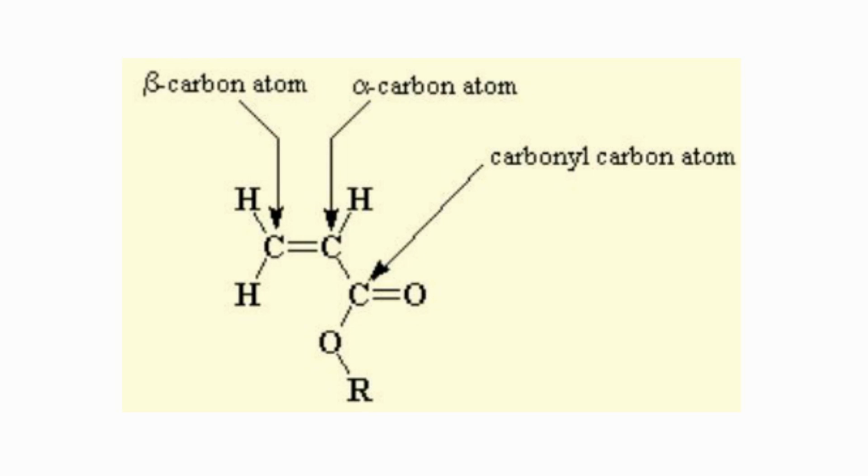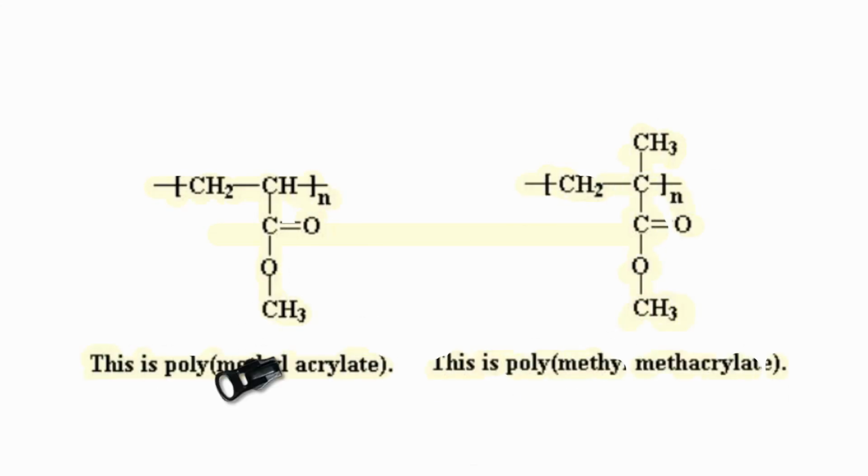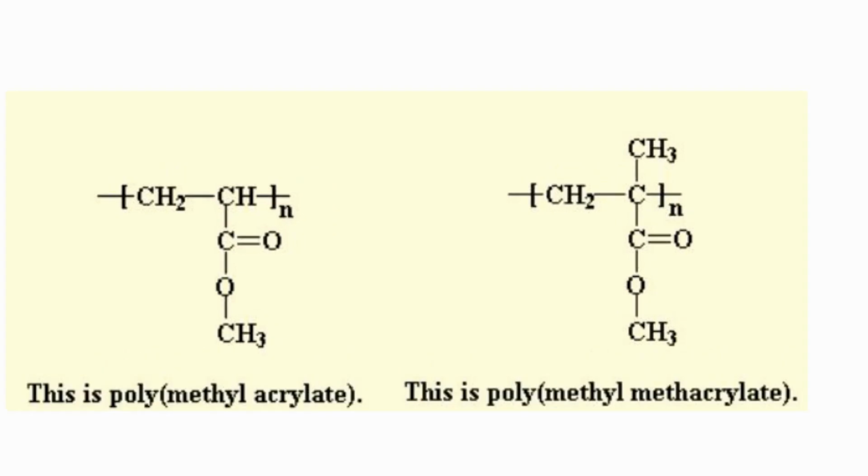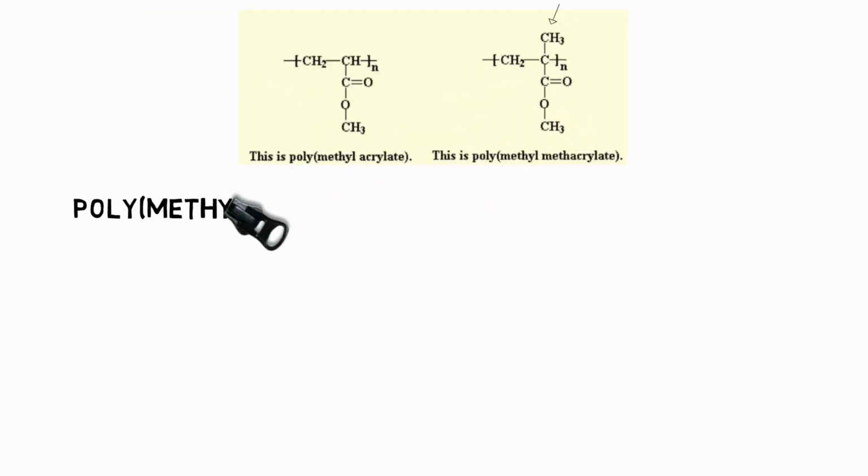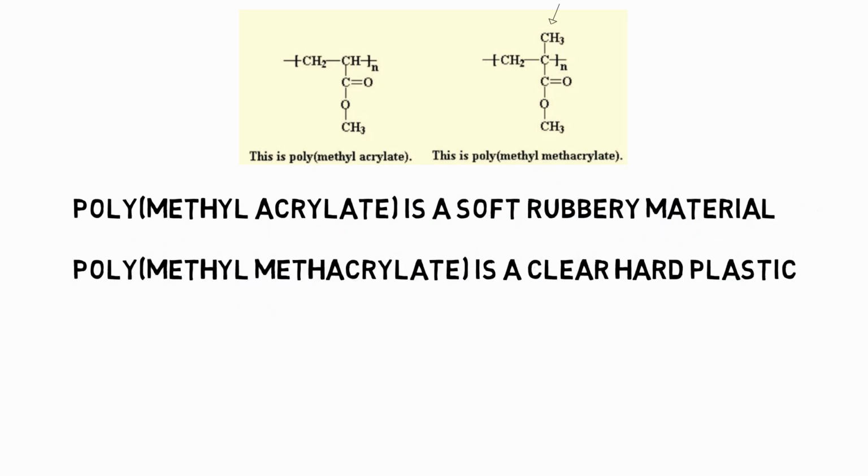The softness and hardness of a polymer depend on the chain mobility at a given temperature. The more polymer chains can move past each other, the softer it is. If you go back to polymethyl acrylate and polymethyl methacrylate, we can clearly see that polymethyl acrylate is a white, soft, rubbery material. However, polymethyl methacrylate is a hard, clear plastic. The extra methyl group makes a lot of difference in the behavior and properties of the polymer.